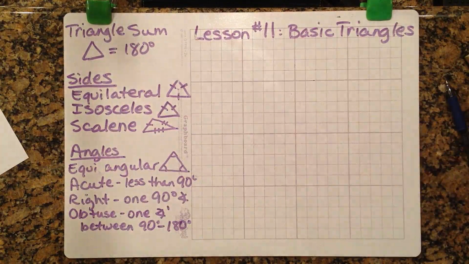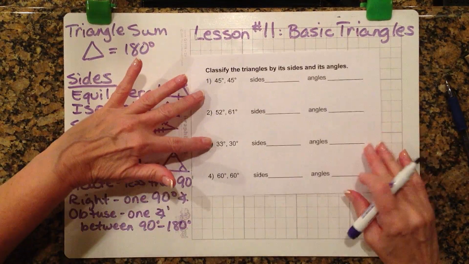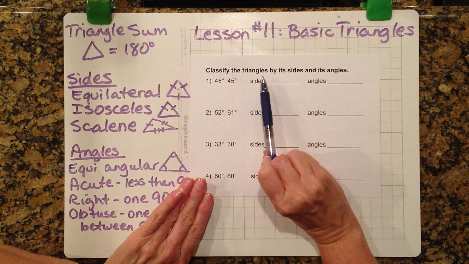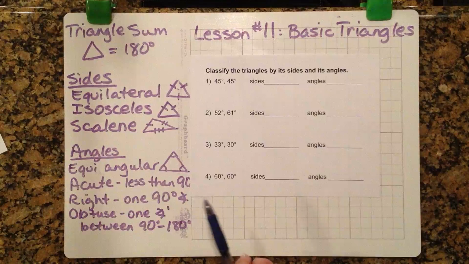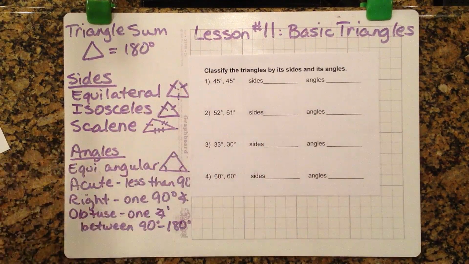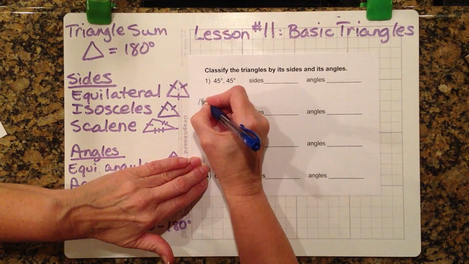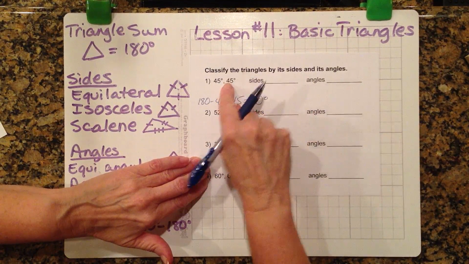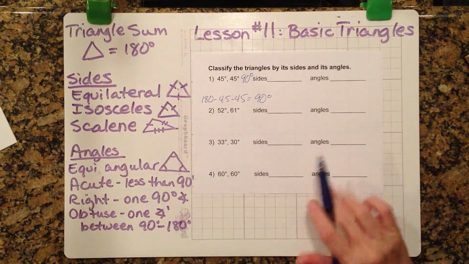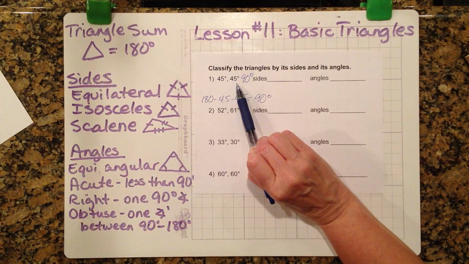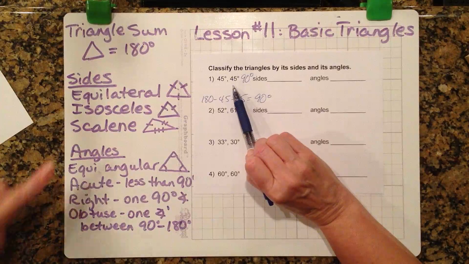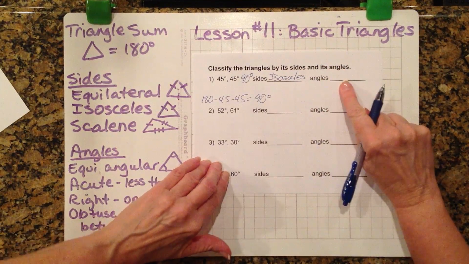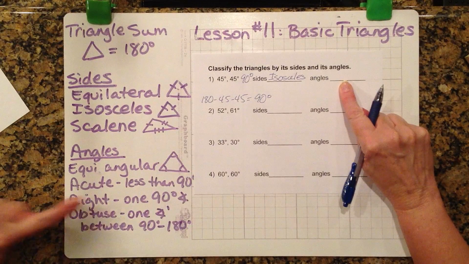All right, let's look at an example. This is a common type example that we'll look at in classifying the triangles. Let's finish up by looking at these 4 problems. We want to classify the triangles by its sides and its angles. So if I have a triangle that's 45, 45, I've got to figure out what the third angle is. So I can go 180 minus 45 minus 45, and that's going to get me 90 degrees. So my third angle is 90 degrees. Well, I can immediately think right here, if I've got 2 angles that are the same, I'm going to have 2 sides that are equal. If I have 2 sides that are equal, that's isosceles. And I've got a right angle, so according to my angles, that's a right triangle.